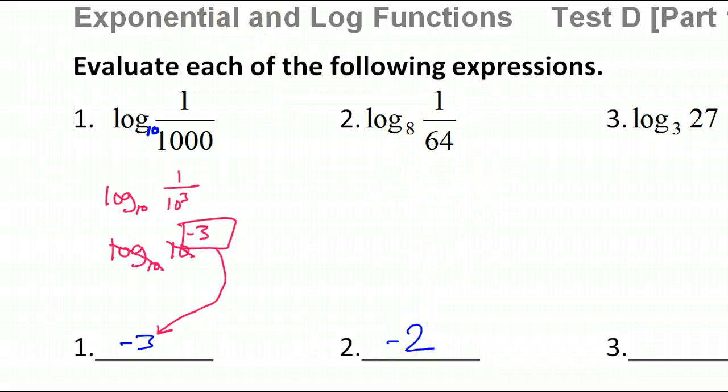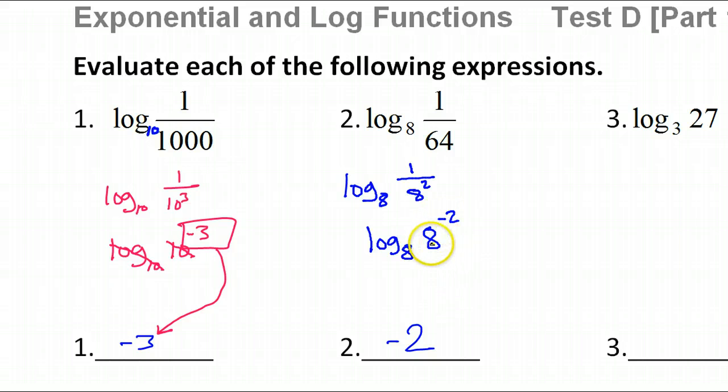Now, the other way to think about it is this. We have log base 8 of 1 over 64, and 64 is 8 squared. So that would be the same thing as log base 8 of 8 to the negative 2 power. 8 to the negative 2 is the same as 1 over 8 squared, because it drops you down. But then once again, log base 8 of base 8, these cancel each other out, and that's just going to leave you with negative 2.